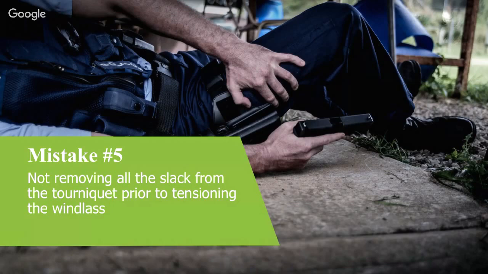You can require up to about 3 times the amount of turns to get the required pressure, unless you take out that slack.